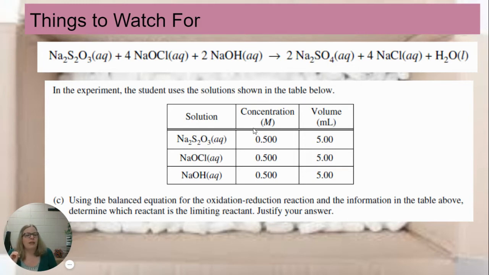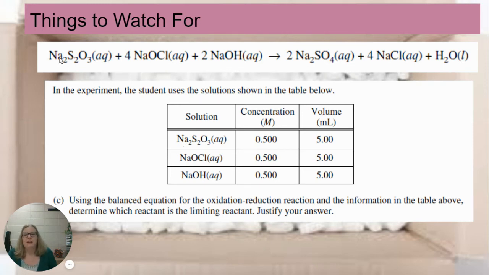And if you think about it, if I have the same volume and molarity, it means that I have the same number of moles. We've talked about this ad nauseam. If you take your volume in liters times your concentration, that gives you your moles. So if I have the same volume and the same molarity, that means I have the same number of moles of each of these, right?